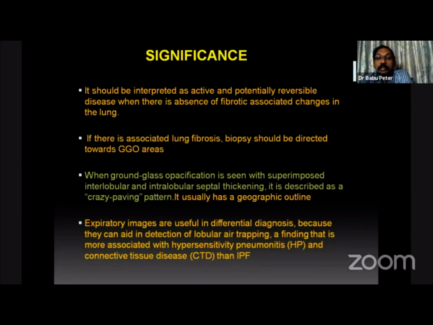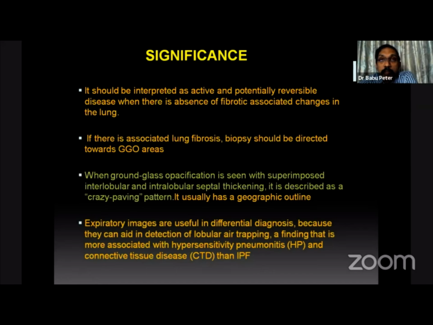Generally, ground glass is interpreted as active and it is reversible if there is no associated fibrotic change in the lung. If there is an associated lung fibrosis, then the biopsy will be directed towards the ground glass opacified areas. Whenever the ground glass opacification is superimposed with reticulation and interlobular septal thickening, that is called a crazy paving appearance.